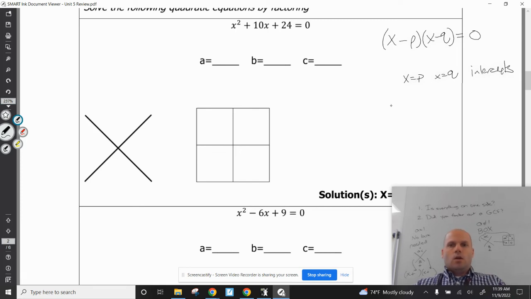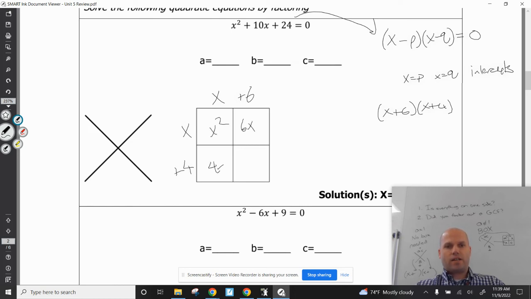We are going to take this standard form and try to turn it into intercept form. How are we going to do it? Well, if you understand distribution, like x plus 6 and x plus 4. Let me just show you really quickly. This is not how you do this, I'm just showing you this. If I multiply x plus 6 and x plus 4 together, I get x squared, I get 6x, I get 4x, and I get 24. And I get x squared plus 10x plus 24.